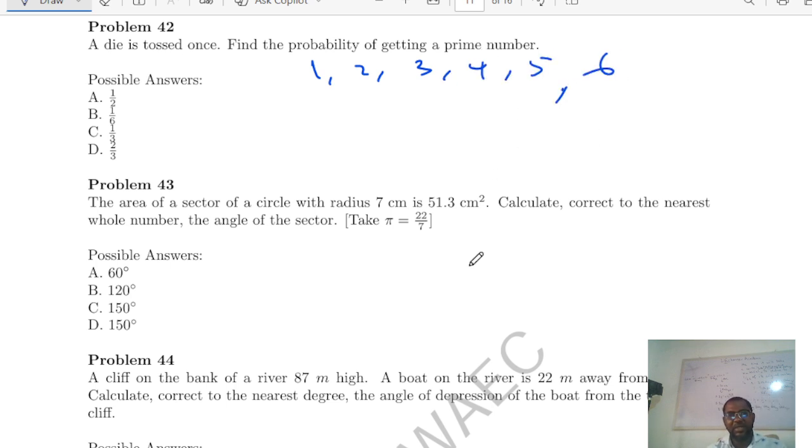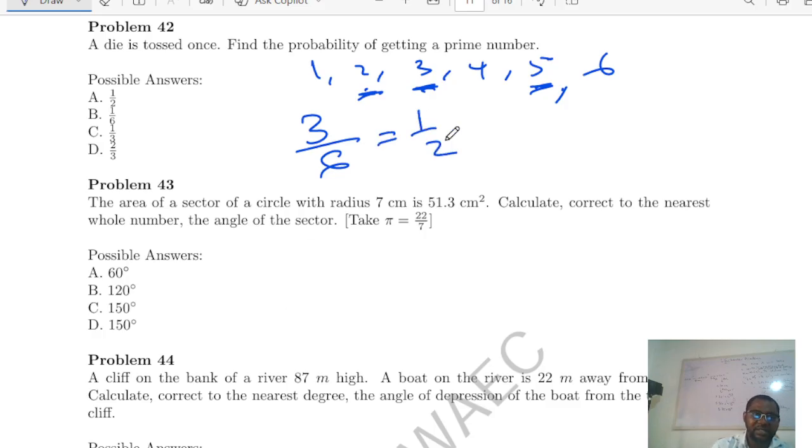So the probability of getting a prime number starts with 2. And I think 5 also is a prime number. Those are the only 2 prime numbers. Oh, 3 is a prime number. 3 can only divide itself, right? So the number of prime numbers is 1, 2, 3. So the probability of getting a prime number is 3 all over the total, which is 6. And 3 over 6 is simply 1 over 2. So that makes it A.